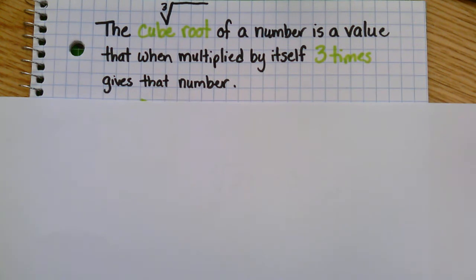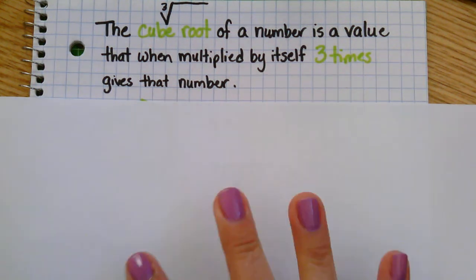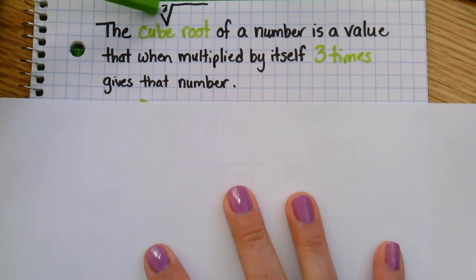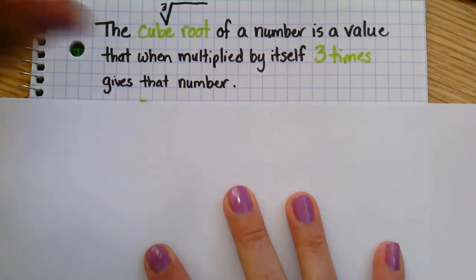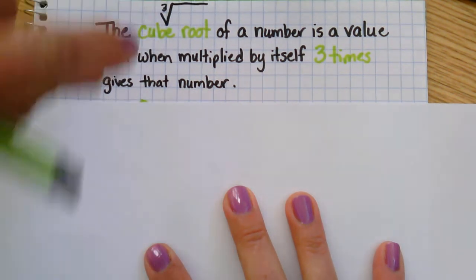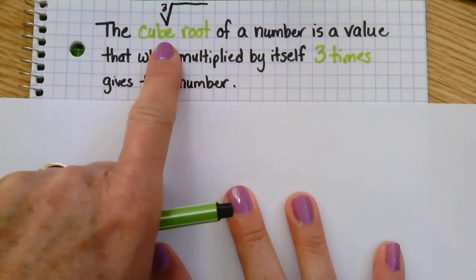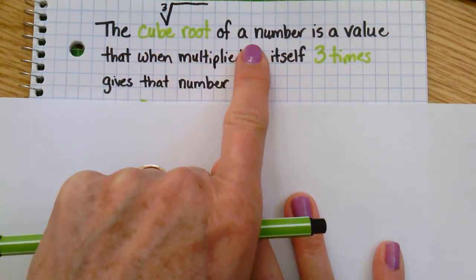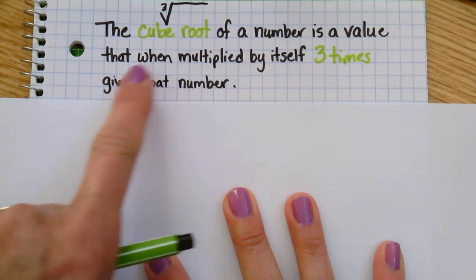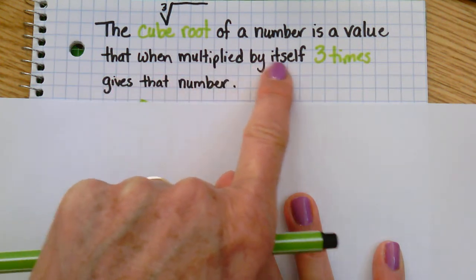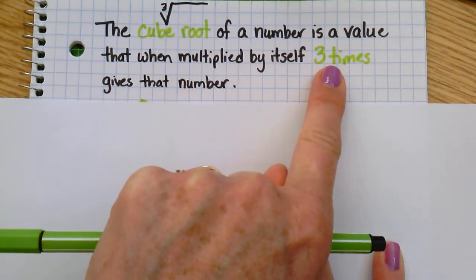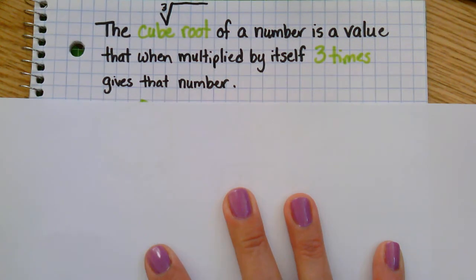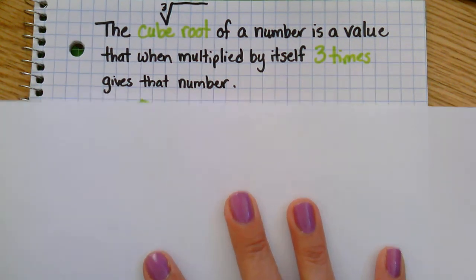For the last part of our lesson today, we are going to move from talking about square roots to talking about cube roots. Now, cube root, the symbol is right here. It looks like the square root sign, but you can see it's got a little 3 right up there. So the cube root of a number is a value that when multiplied by itself 3 times gives that number. Let's look at an example.